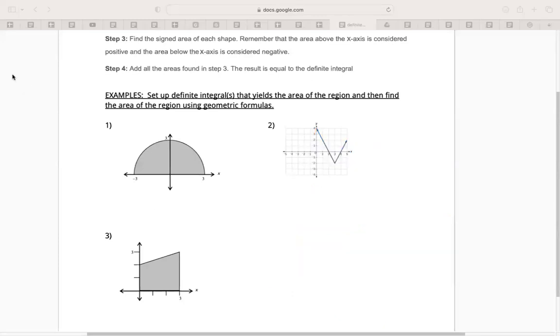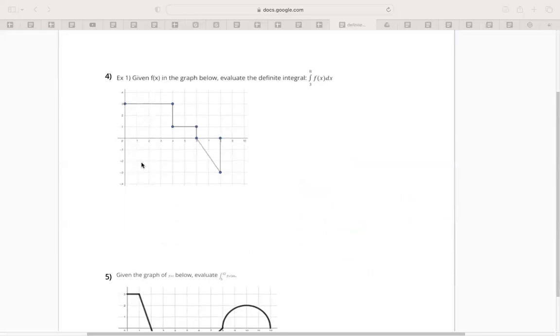Okay, let's go to number 4. Okay, number 4, this time they're giving you a number and they're telling you that you're only finding the area from 3 to 8. So just from 3 to 8 is all we want.